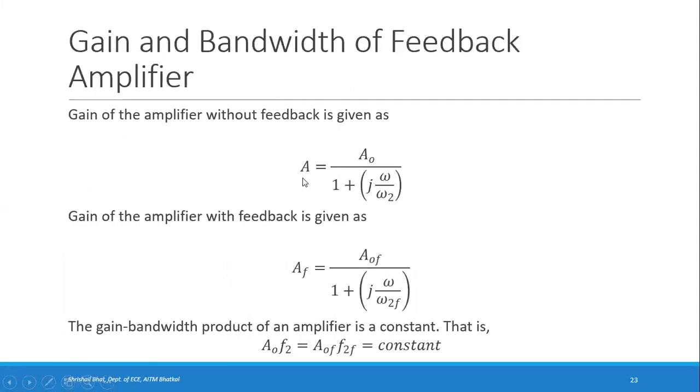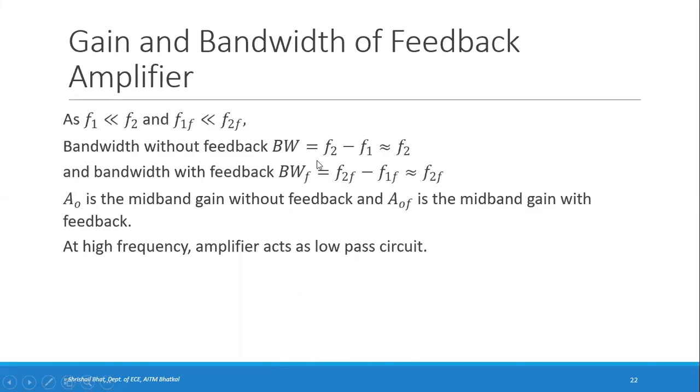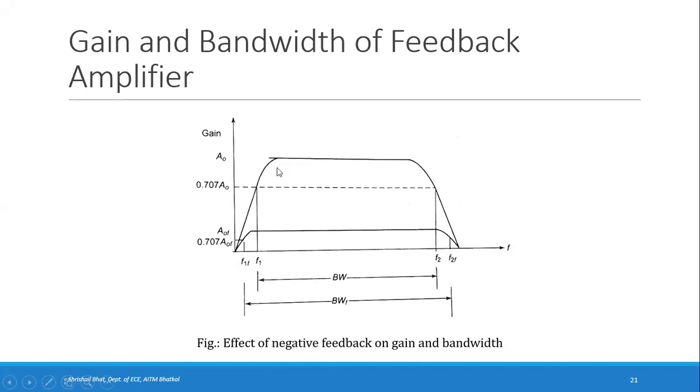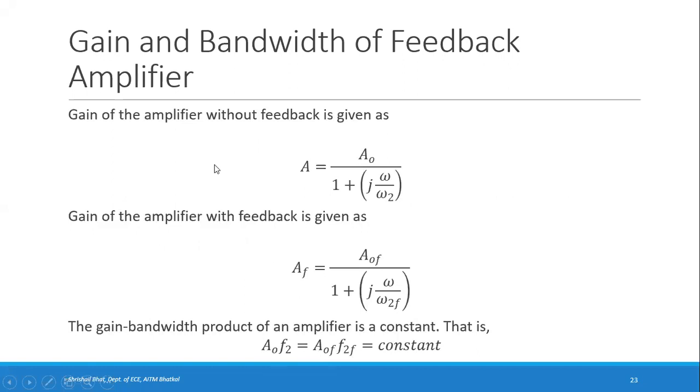The gain and bandwidth product is a constant. The bandwidth without feedback is F2, and the gain without feedback is A naught. So A naught into F2 is the gain and bandwidth product without feedback. Bandwidth with feedback is F2F and gain with feedback is A naught F. So the product A naught F and F2F is the gain bandwidth product with feedback, and these two are constant. The product of gain and bandwidth with feedback and without feedback should be constant.